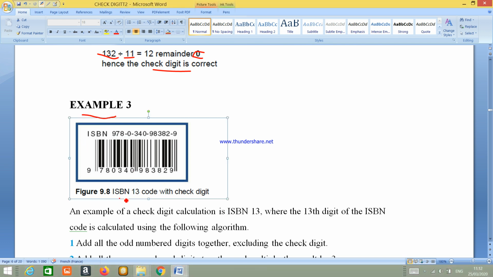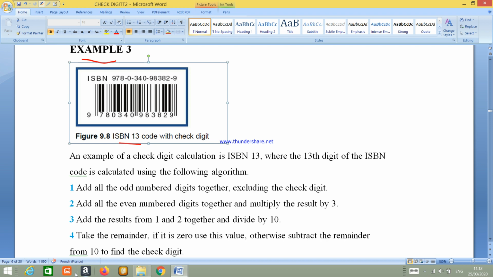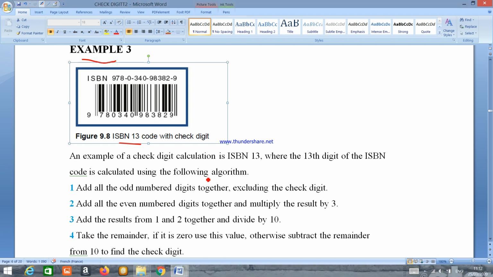Example 3, you have an ISBN code. Okay, and the last digit is a check digit. So if we look at this, now a new algorithm is given to you. This new algorithm means step by step you have to follow it. It's not modulus 11. Another algorithm is given to you.